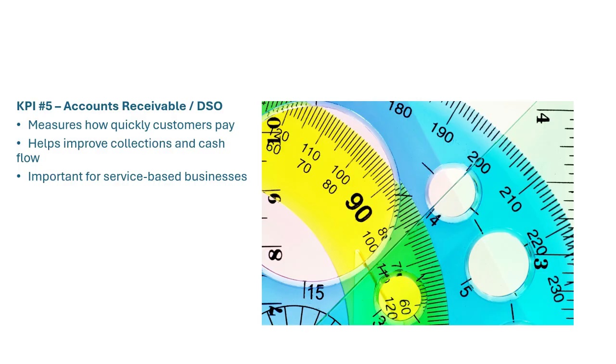This KPI helps you identify whether your collections process needs work. If this number is too high, you may need to send invoices faster, require deposits, tighten payment terms, or follow up more consistently. A lot of cash flow problems are really collection problems.